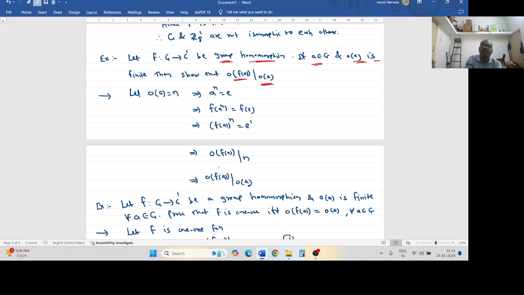So here order of A is finite that we have given. So let order of A is equal to n. So A raised to n is equal to identity. So f of apply f on both sides. So f of A raised to n is equal to f of E. F of A raised to n म्हणजे f of A bracket raised to n. So is equal to E dash.